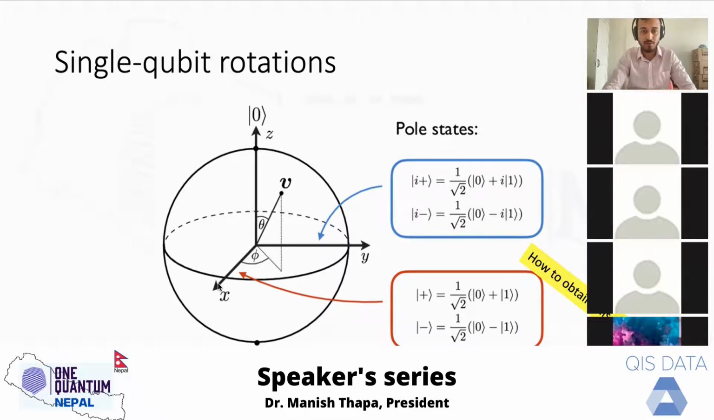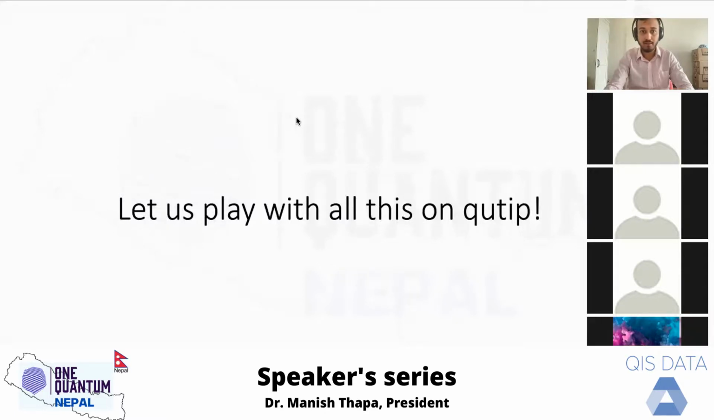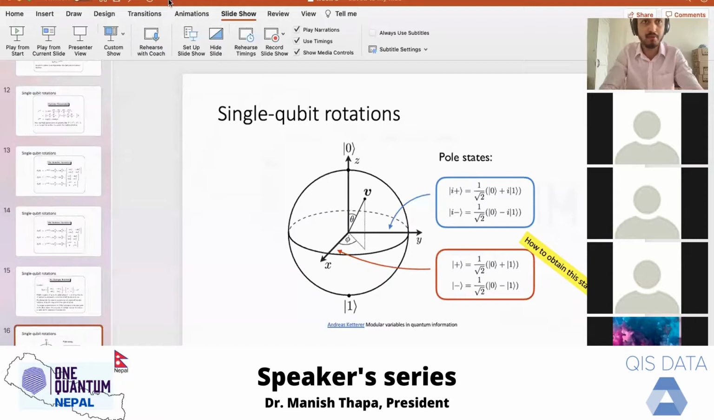And this axis has two sides, a positive side and a negative side, so to speak, and each side is defined by a superposition. The y-axis is defined by a superposition with complex amplitude, right? Let's play with this on QuTiP. I'll tell you what happens if you perform different operations.